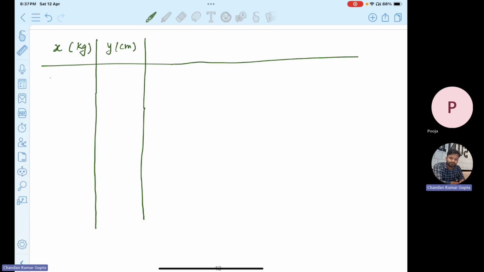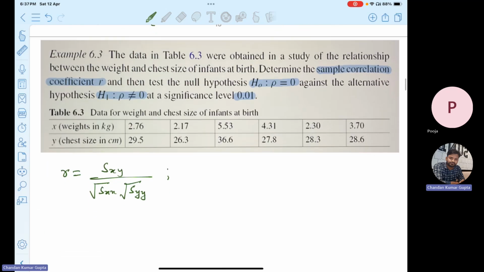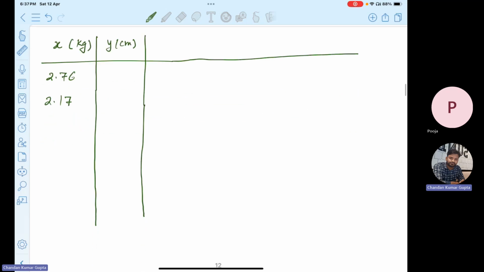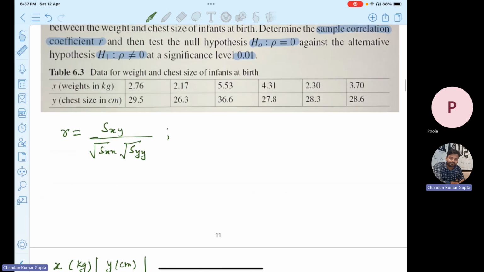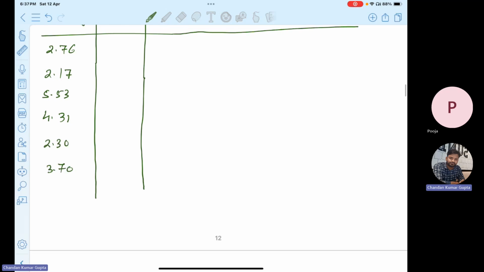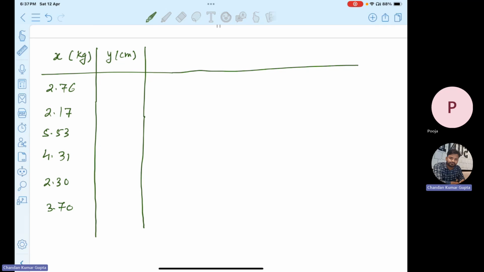Okay, so we are given 2.76, 2.17, 5.53, 4.31, 2.30 and 3.70. These are the weights of 6 infants.